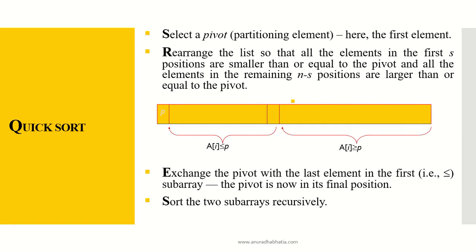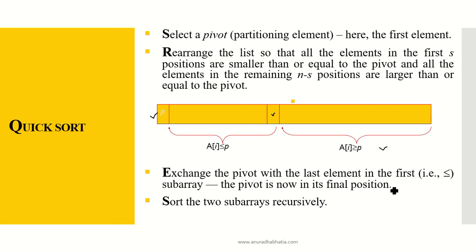Now select a pivot, that is the partitioning element. Here it's the first element. We are presuming that P is the pivot element, which is the first element of the list. Rearrange the list so that all the elements in the first S positions are smaller than or equal to the pivot, and all the elements in the remaining n minus S positions are larger than or equal to the pivot element. So if my pivot gets placed at this position, then all the elements on the left side will be less, that is A[i] should be less than or equal to P, and all on the right should be A[i] greater than or equal to P. So all of the right hand side will be larger than the pivot element.